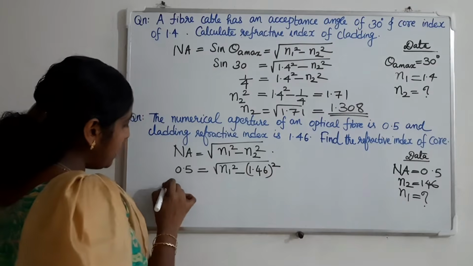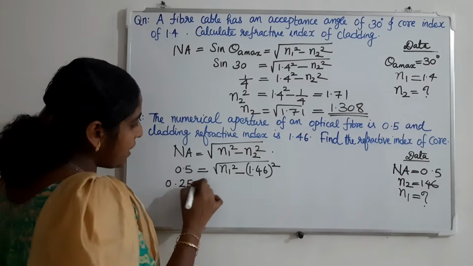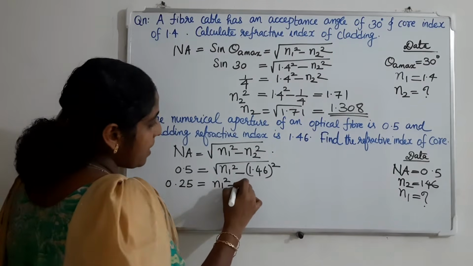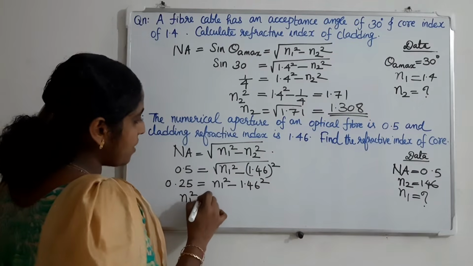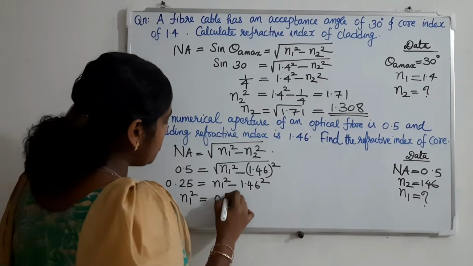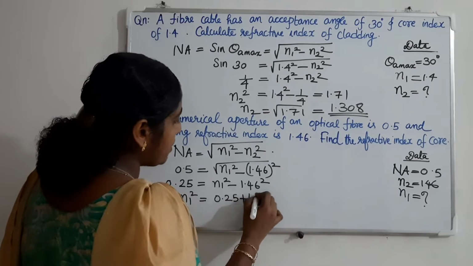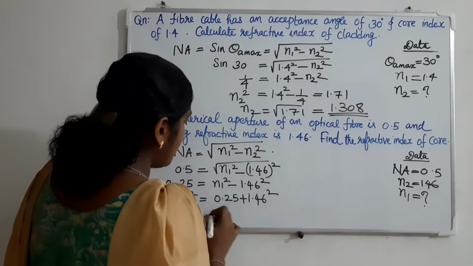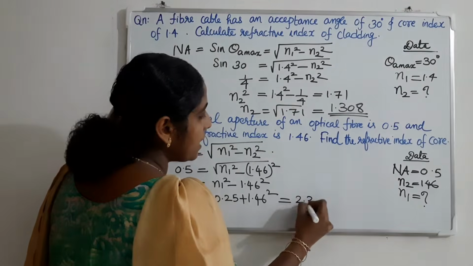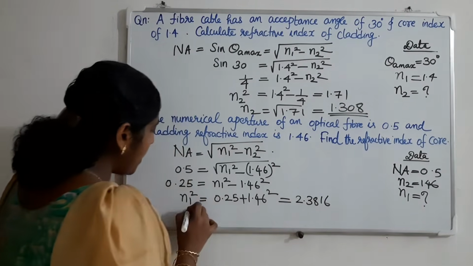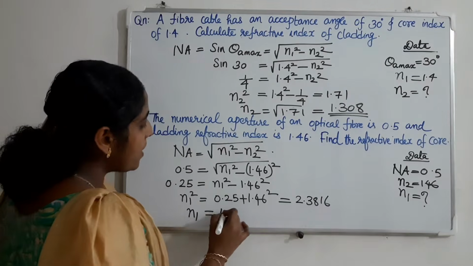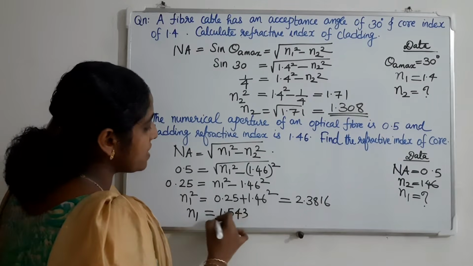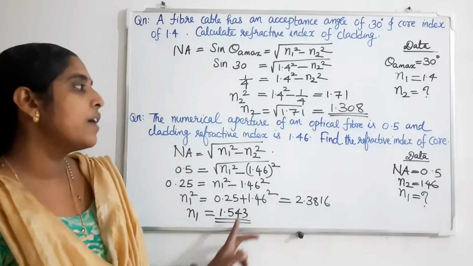So on squaring we will get it as 0.25 is equal to n1 square minus 1.46 square, or n1 square is equal to 0.25 plus 1.46 square, that is equal to 2.3816. So n1 is the square root of 2.3816, that is 1.543. So this is the refractive index of the core.